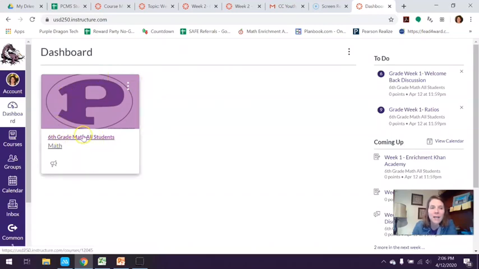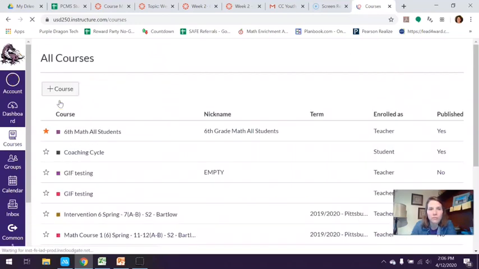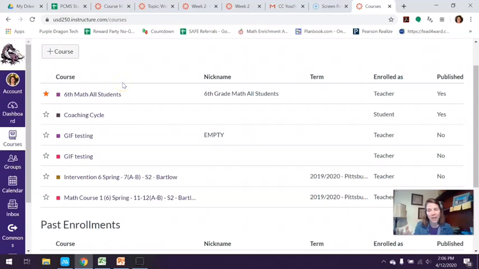This is our class. You can click on courses on the left-hand side, and hopefully you find 6th grade math in your list here. If it's not there, click on all courses, and it should be somewhere in this list. The reason my 6th grade math pops up right away is because I have this star filled in. So if I unclick that star, it's not filled in anymore. You want to make sure that star is filled in so our class shows up first for you.